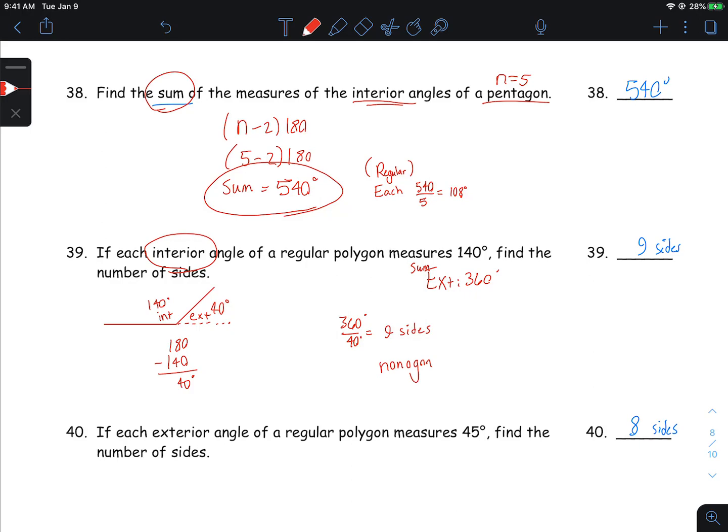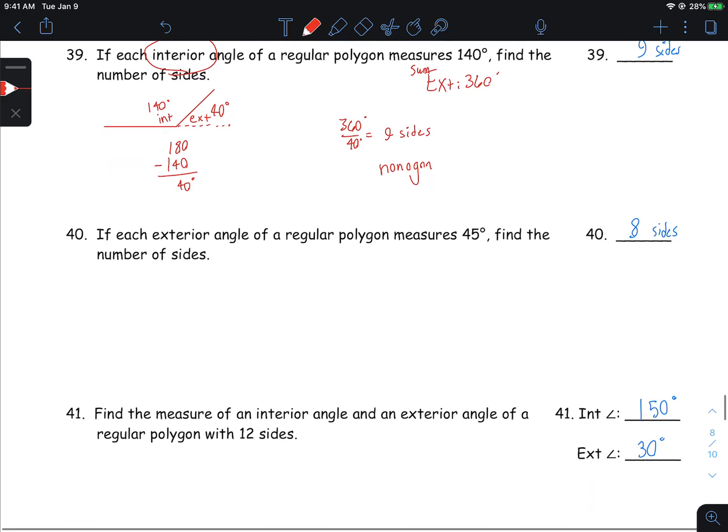Another way you could approach it is to use the idea of n minus 2 times 180 and then divide it by the number of sides. But in my opinion, this is the easiest way to do this. Find the exterior angle, take your 360 degrees, divide it by the exterior angle, and that'll find you the number of sides.